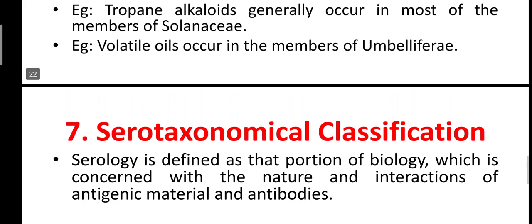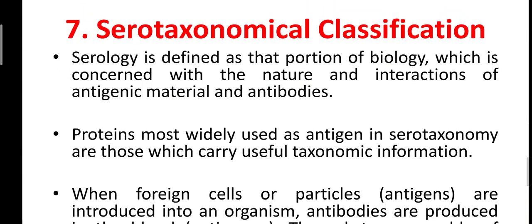And this is the last classification, serotaxonomical. In this video we learned mainly seven classifications of crude drugs, and the last one is the serotaxonomical. Serology is defined as the portion of biology which is concerned with the nature and interactions of antigenic material or antibodies. That means in which we study antigen and antibody. Proteins most widely used as antigens in serotaxonomy are those which carry useful taxonomic information.